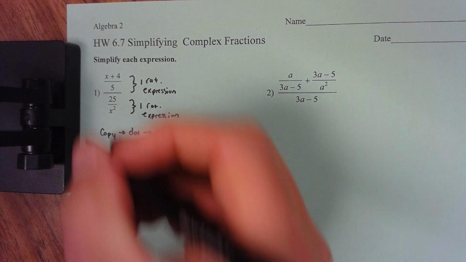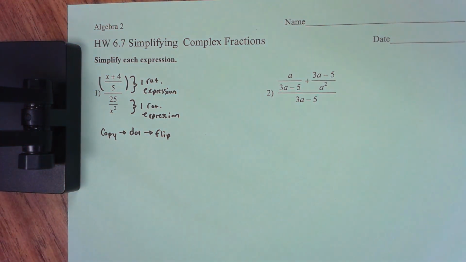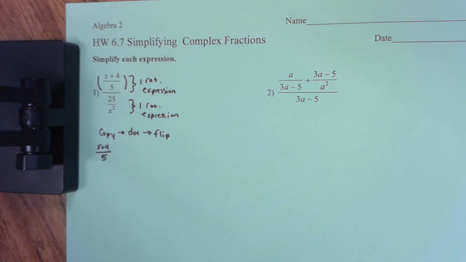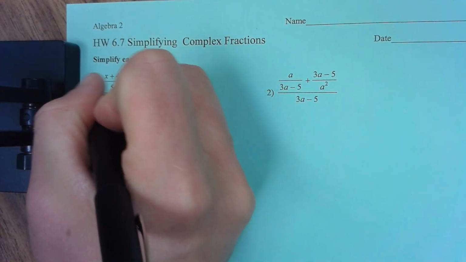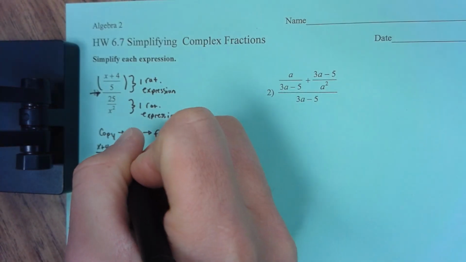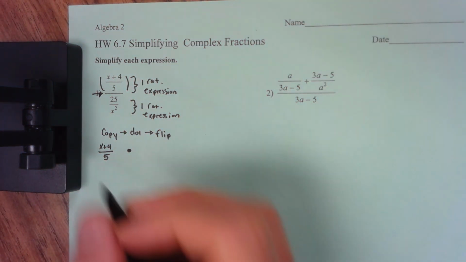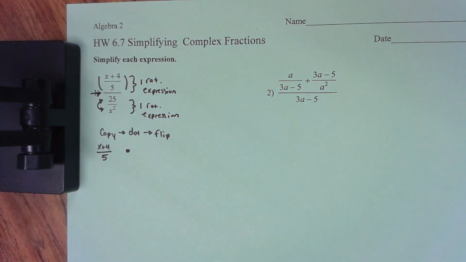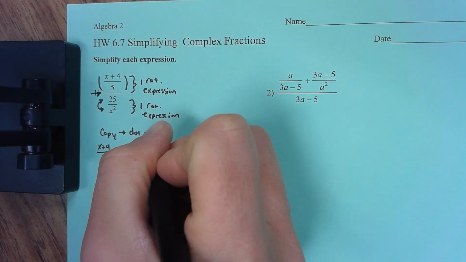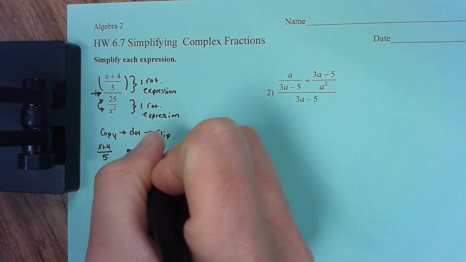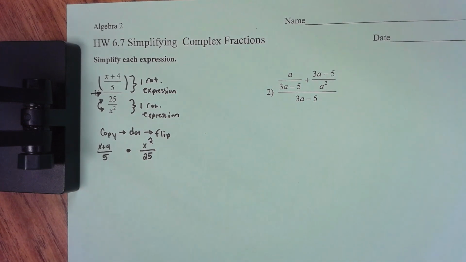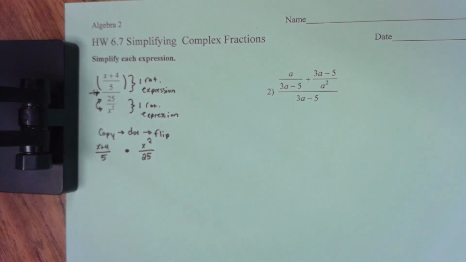So I'm going to take this first fraction, which is the entire numerator, and copy that down, x plus 4 divided by 5. Then this division is going to change to multiplication, and we multiply by the reciprocal of the fraction we're dividing by. So it becomes x squared over 25. And once we get here, now it's just simplifying this rational expression.